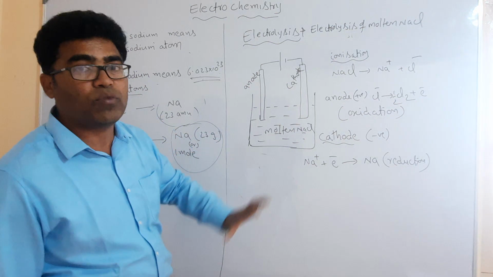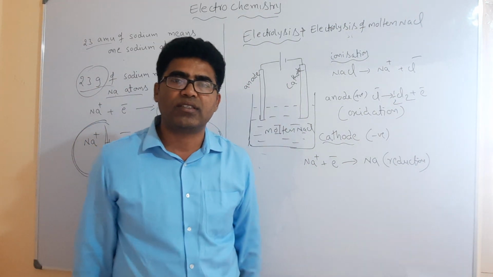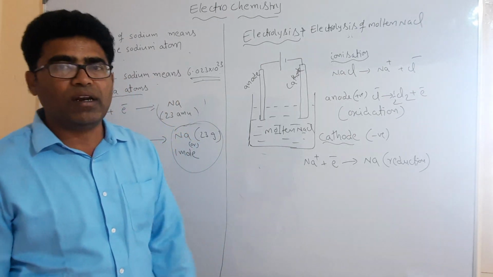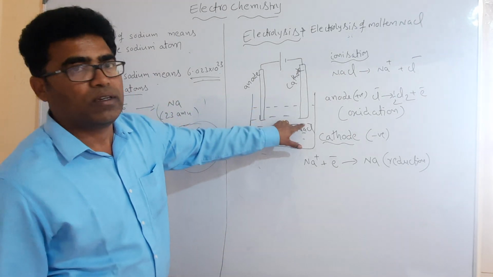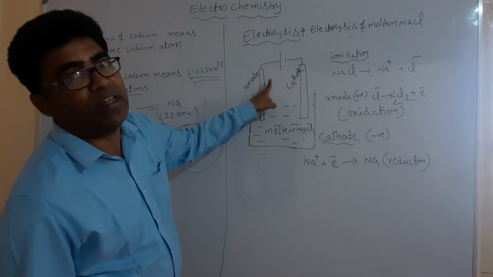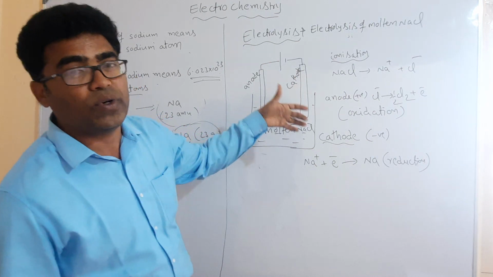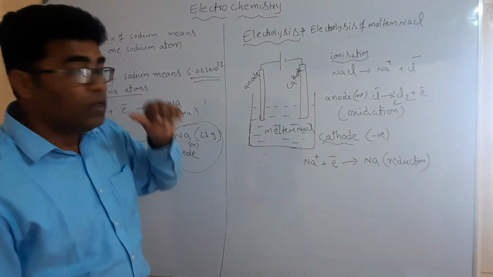These two platinum rods are inert. Inert means they do not react with any other chemical. Now these two platinum rods are going to be connected to a battery with the help of copper wire. A battery is a source to produce electricity.